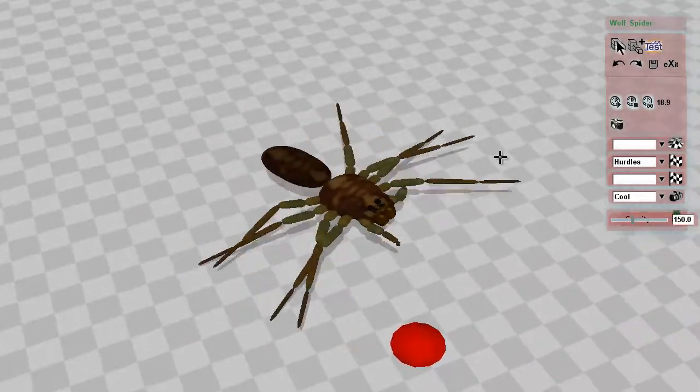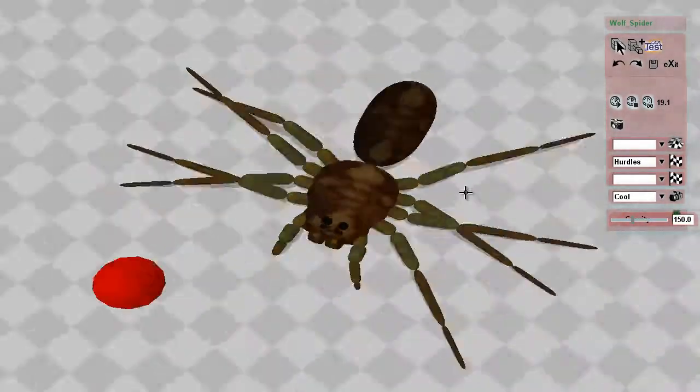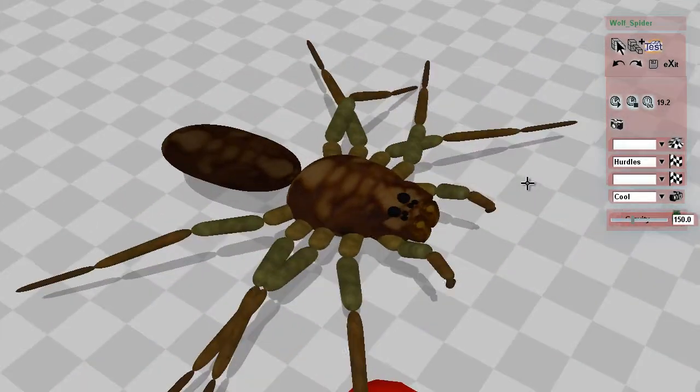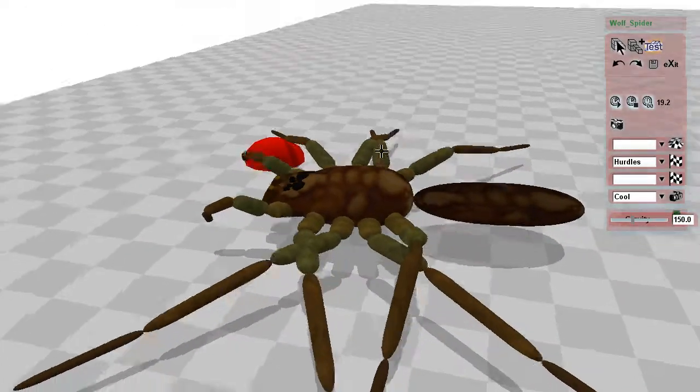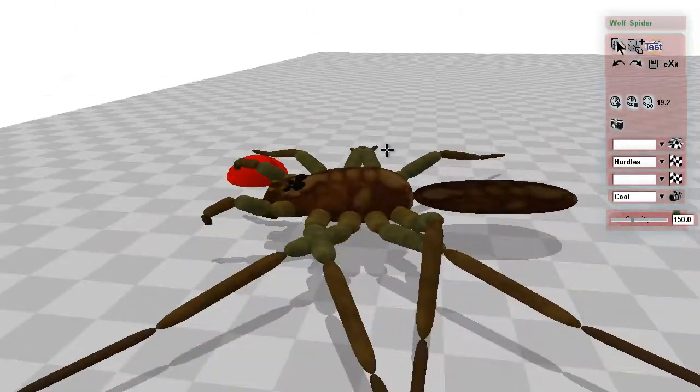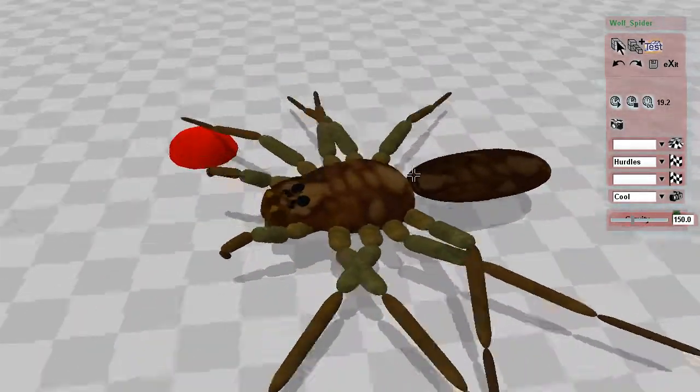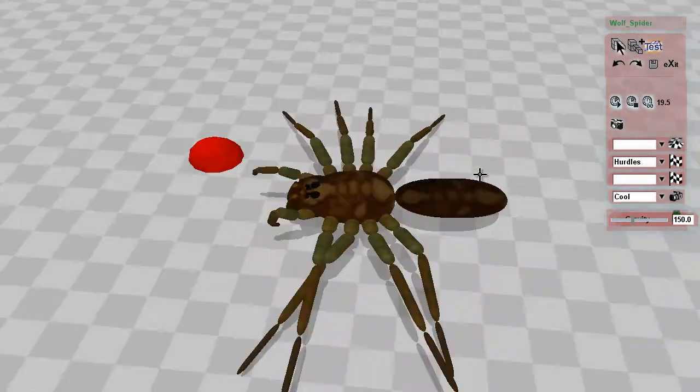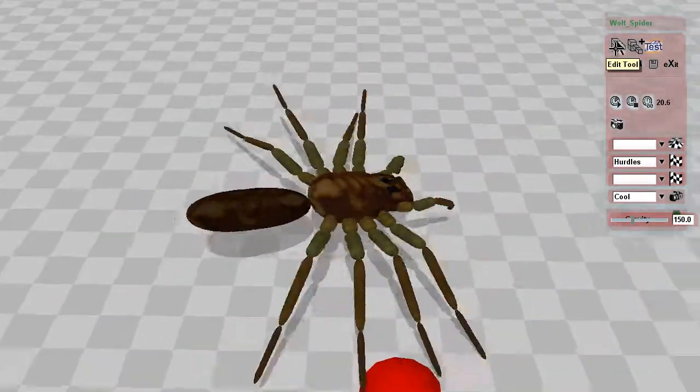And the second is, it's got this sort of leg crossover, which you wouldn't see in the real world. You wouldn't see a spider's legs phasing into each other like this. So we'll try and fix these issues first.